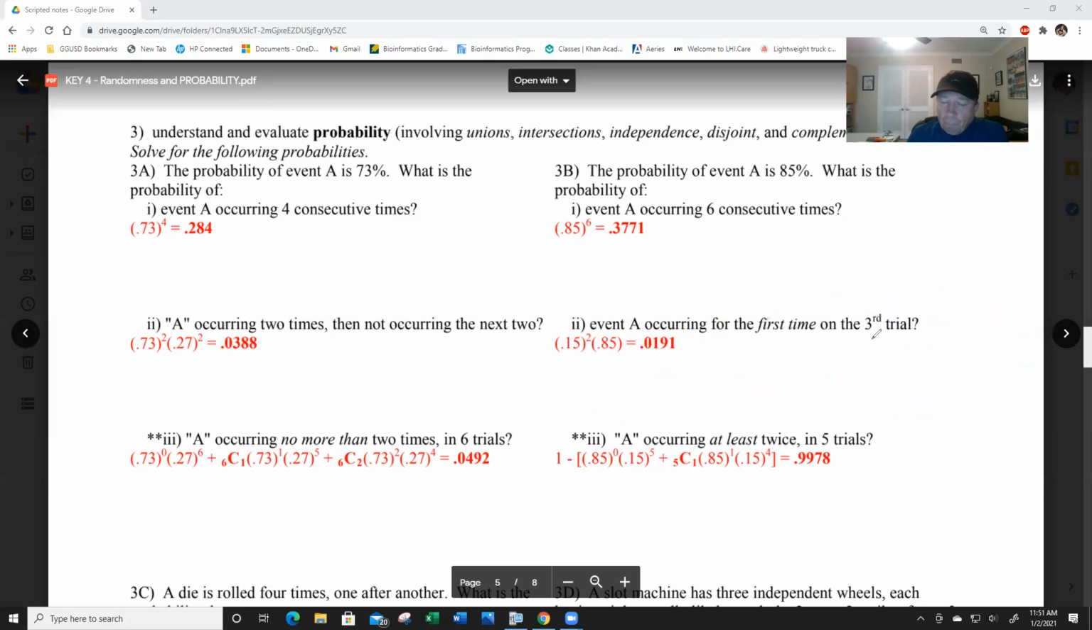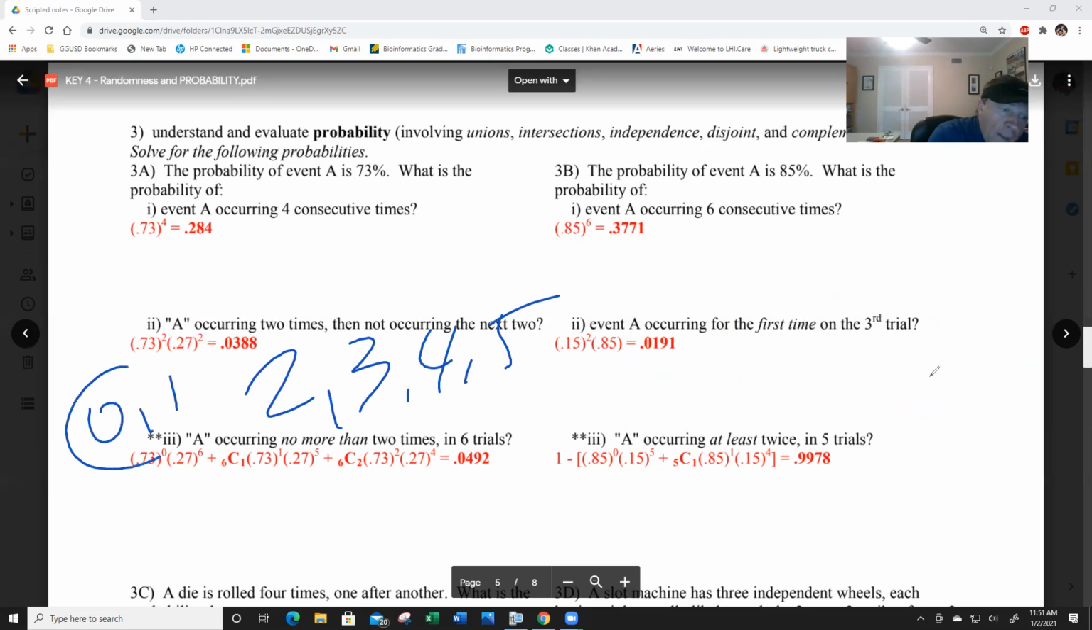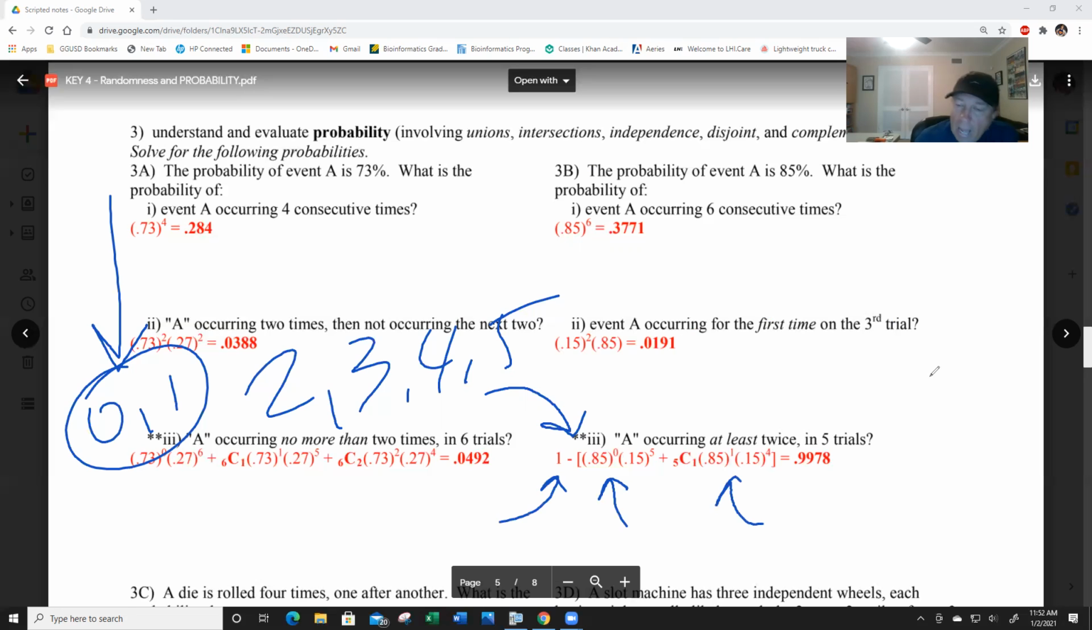Then item 3, A occurring at least twice in 5 trials. At least twice is 2 times, 3 times, 4 times, or 5 times. So it means not occurring 0 and 1. So what I'm going to do is figure out the probability of occurring 0 and 1 time, and then do 1 minus that, because it'll leave the rest of them. That's an old trick. But don't worry about this. It's a double star problem. Don't worry a whole lot about it in terms of the test, okay? So I'm going to say it occurs no times or 1 time, and then I'm doing 1 minus that to get my answer, okay?